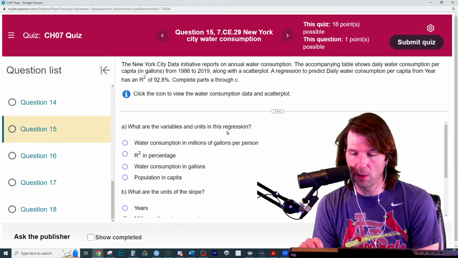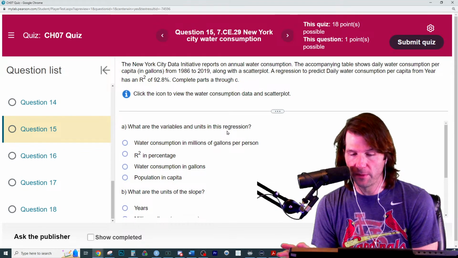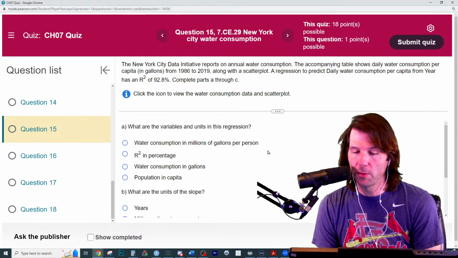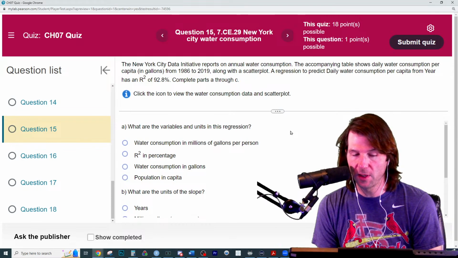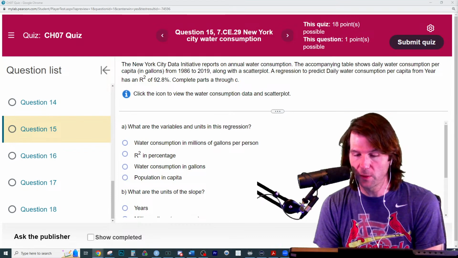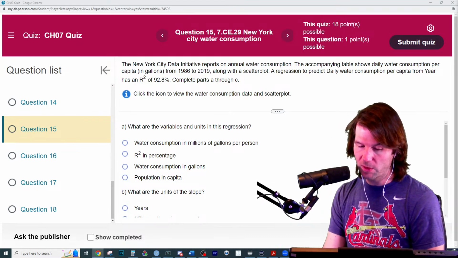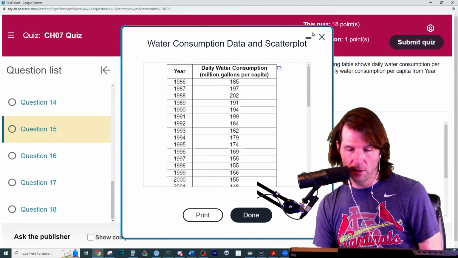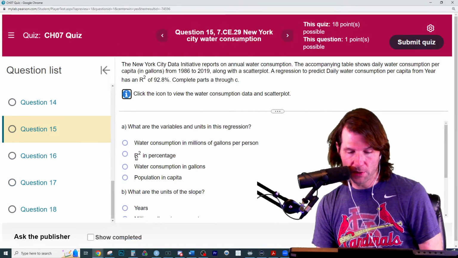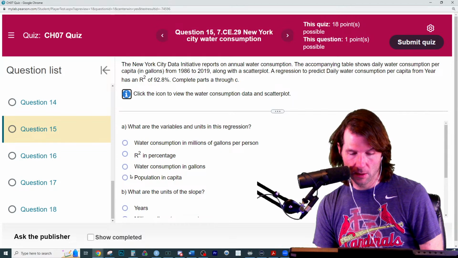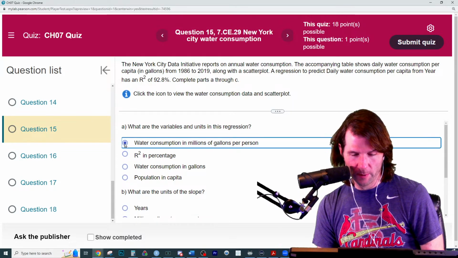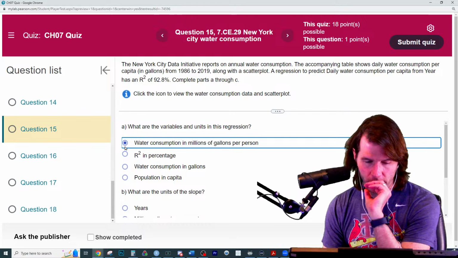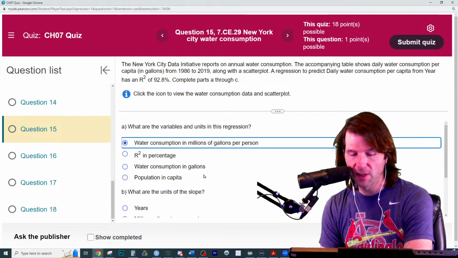The accompanying table shows daily water consumption per capita in gallons from the years given below, along with the scatterplot. A regression to predict daily water consumption per capita from year has an R squared of this. That's the percent of variation in Y explained by the variation in X. Complete parts A through C. What are the variables? So it just wants the X and the Y right here, year and daily water consumption. So it's going to be water consumption volume. What are the variables in units?